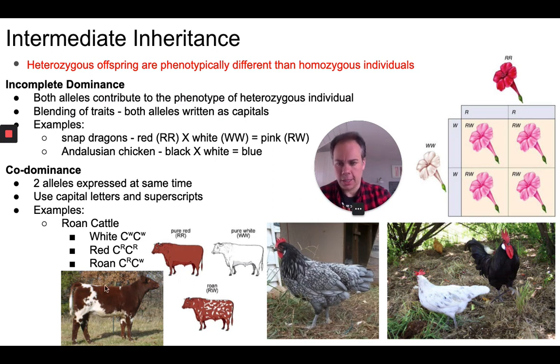Okay, so here's an actual roan cattle that's obviously heterozygous. In some areas the white allele is being expressed, in some areas the red allele is being expressed. Sometimes we can show it using symbols like this, CR, CW, or you could just use R and W.